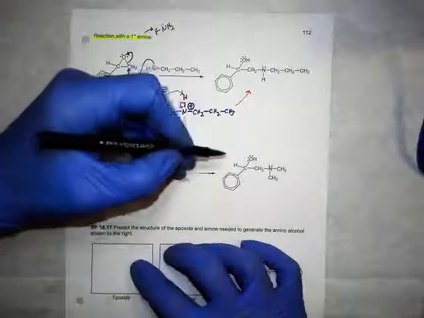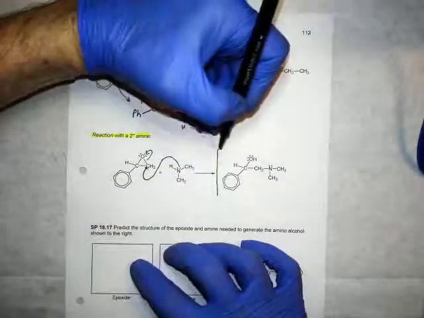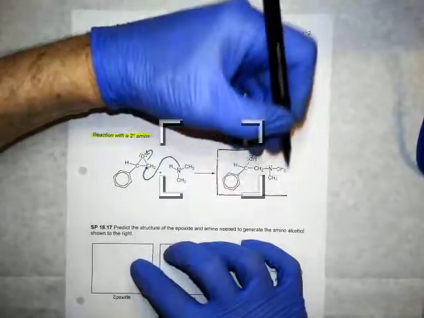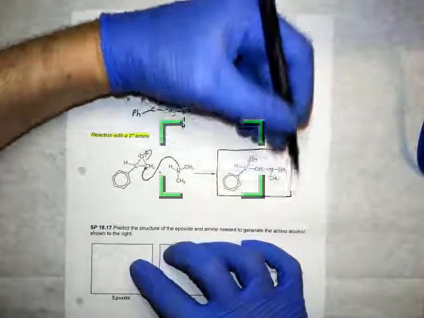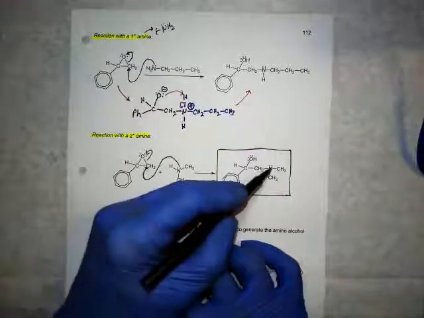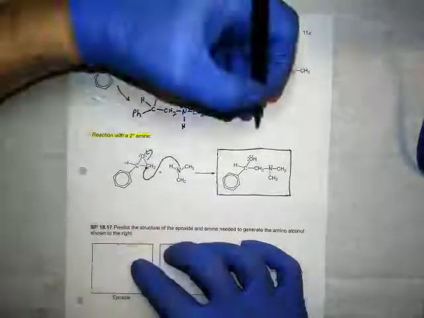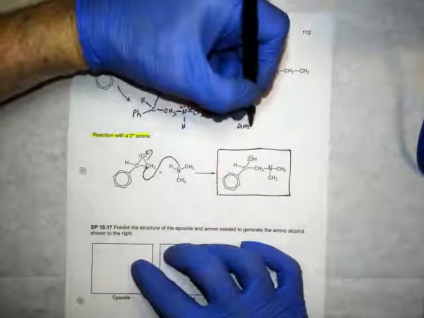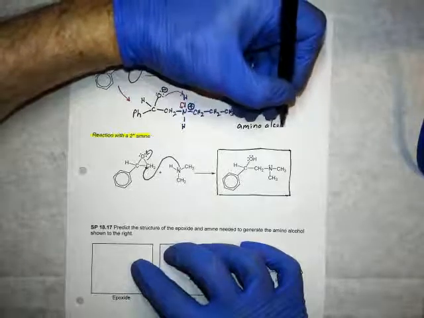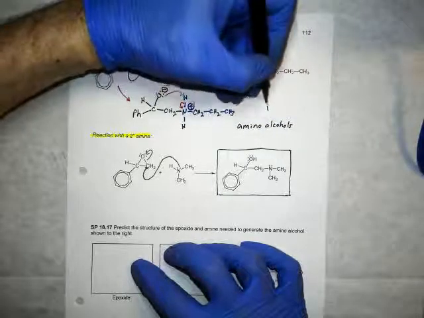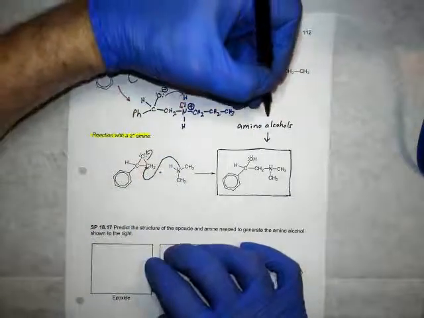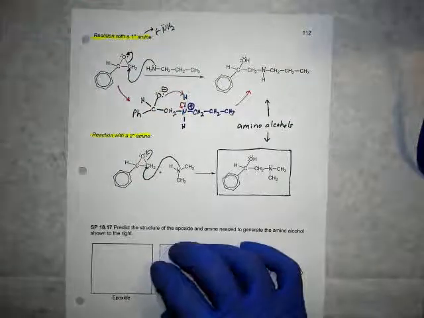Now, what's your job? One of your jobs, and this would be the most important one, would be to predict what the product is. Okay? And that would be true with both cases. Now, since this is an amino group and this is an alcohol, both of these things are called amino alcohols. Okay. This is an amino alcohol, and that's an amino alcohol. So if anybody ever asks you, how do you make an amino alcohol? I said, well, I could react an amine with epoxide.